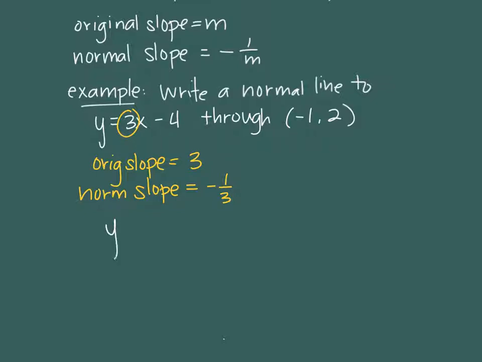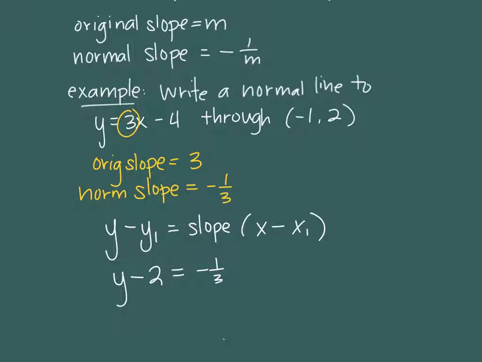And the point slope form of a line is y minus the y value of the point, the slope that you're going to use, and then multiplied by x minus the x value of the point. And because we want to write a normal line, we'll do y minus, the y value is 2. That comes from the x and y coordinates. The slope we're using is negative 1/3. And then x minus the value negative 1, which ultimately would simplify to x plus 1.